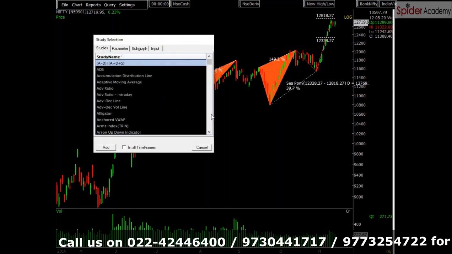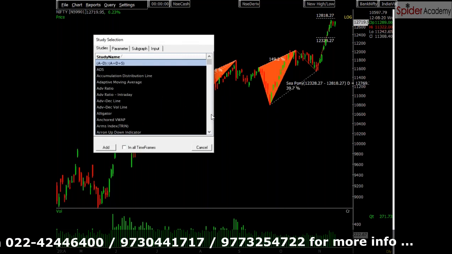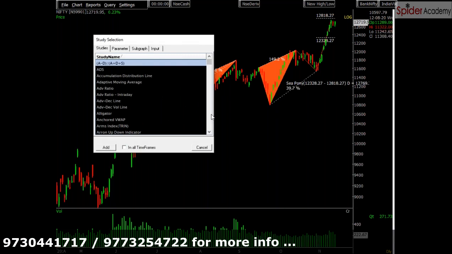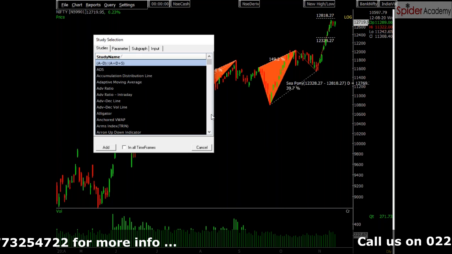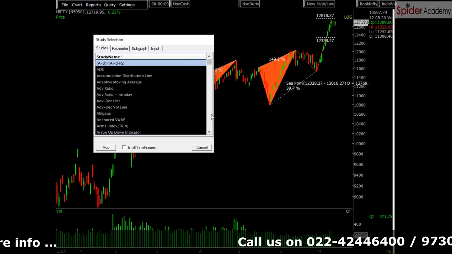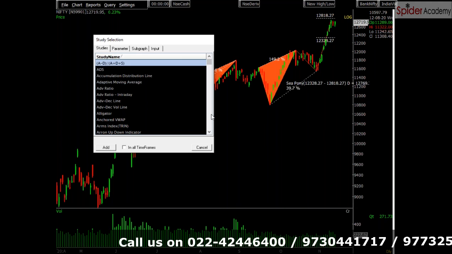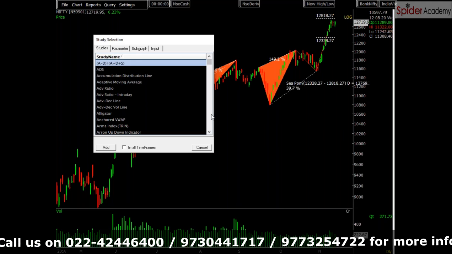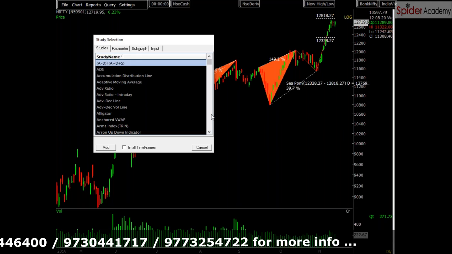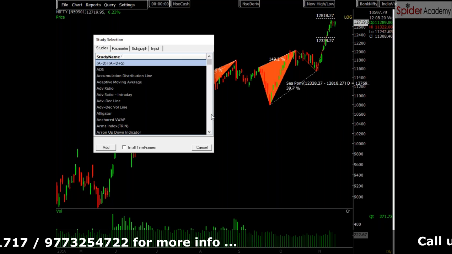By just pressing S for study, a simple alphabet S, you can easily access the study window. Here is the study selection window. You can select your indicators. We have more than 80 indicators. You can choose as per your need.